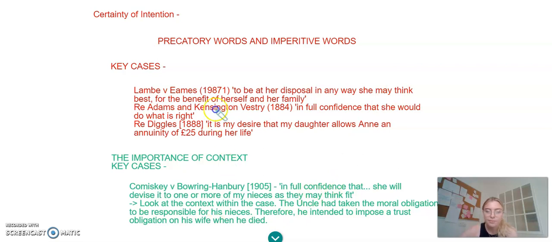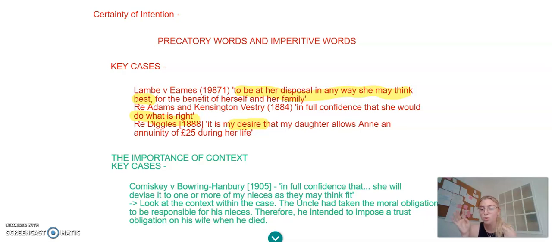we have desire to do what is right, to be at her disposal in any way she may think best. These are all just merely precatory words. There's no legally enforceability in them. They're not giving us the certainty of intention that we need in order to create this trust. So if you're given a provision with this type of word, have a look at that language and construe that on that basis, it's not enough to establish your certainty of intention.